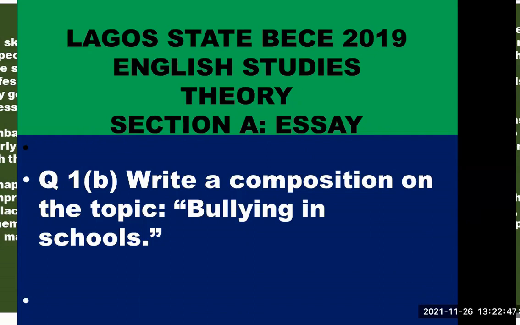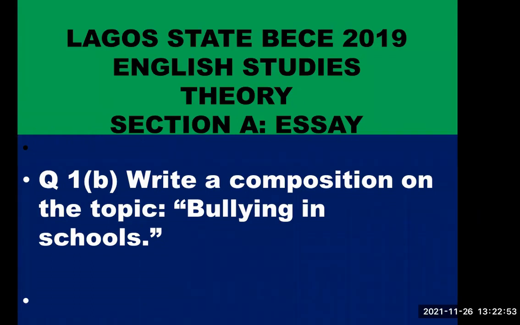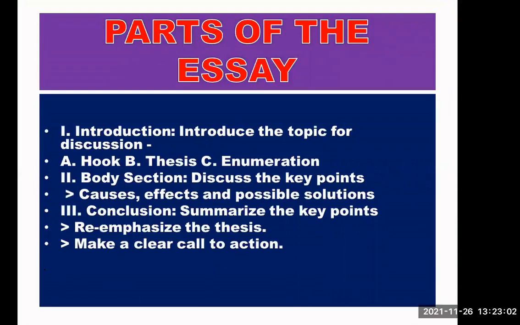And I hope you have learned the steps. Question 1B, which states as follows: Write a composition on the topic bullying in schools. Now let's get into, first of all, looking at parts of the essay. A composition is a piece of writing that discusses one major topic in several paragraphs, and we want to know how to do this. First, let's look at the parts of the essay or the parts of the composition.